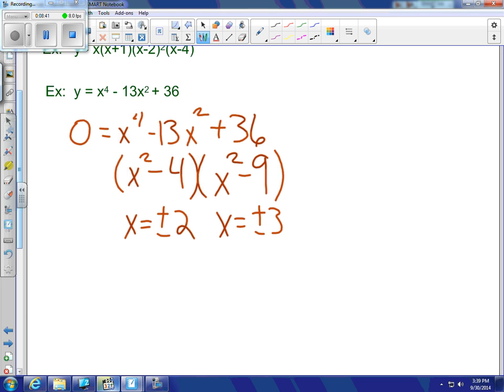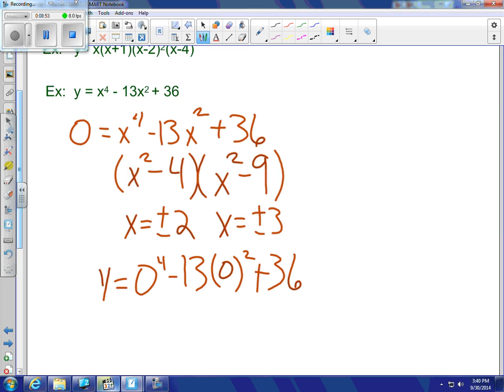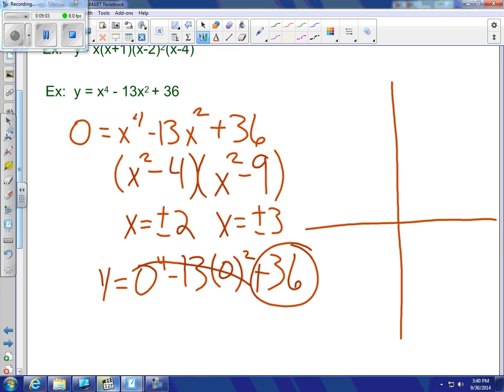Y-intercept: plug in 0 for your x. So y equals 0 to the 4th minus 13 times 0 squared plus 36. All right? So obviously those go away. 36 is your y-intercept. Okay, so let's graph this. So 36, I'm just going to plot it all the way up here. You have negative 2, negative 3, positive 2, positive 3.